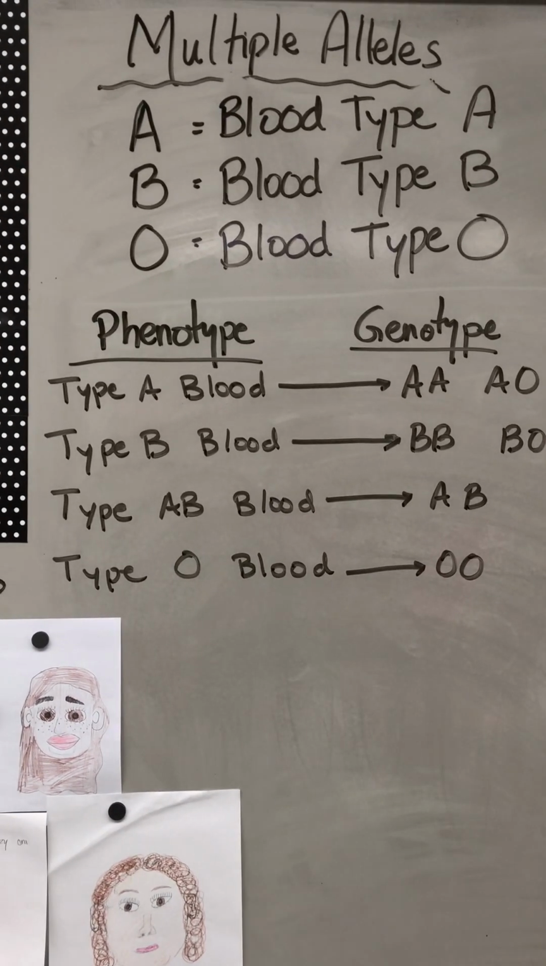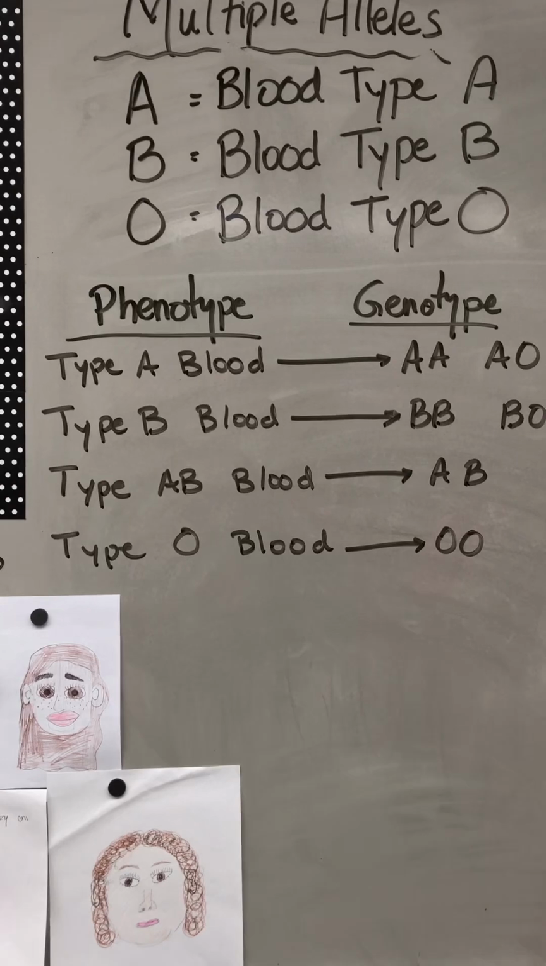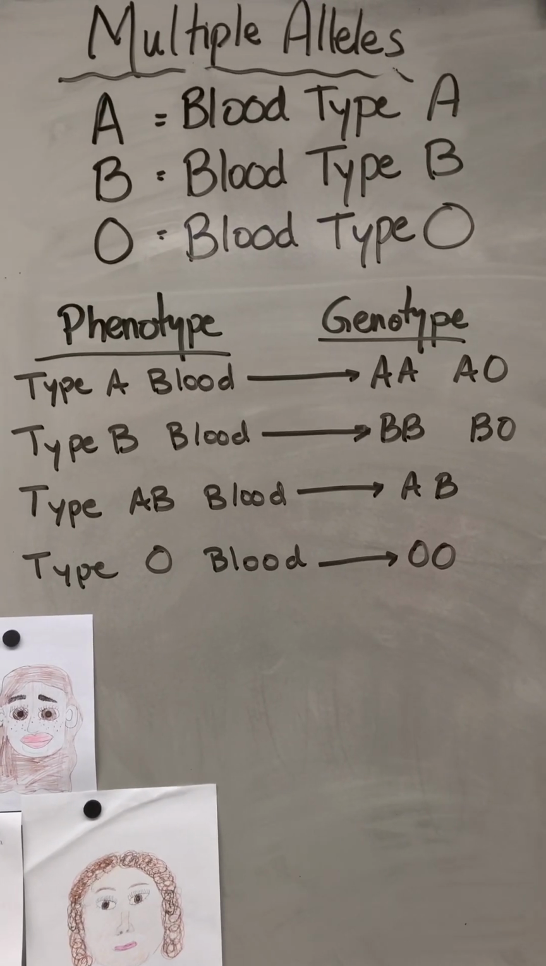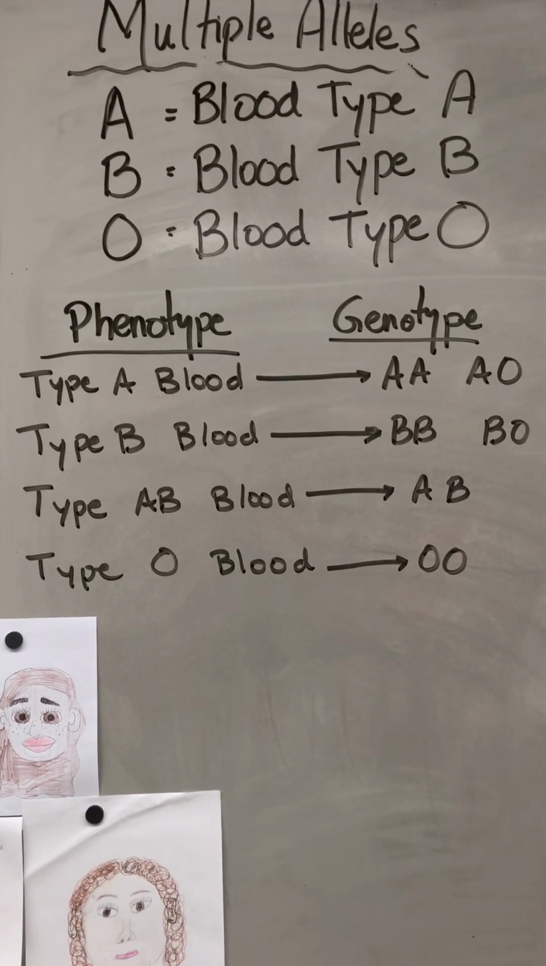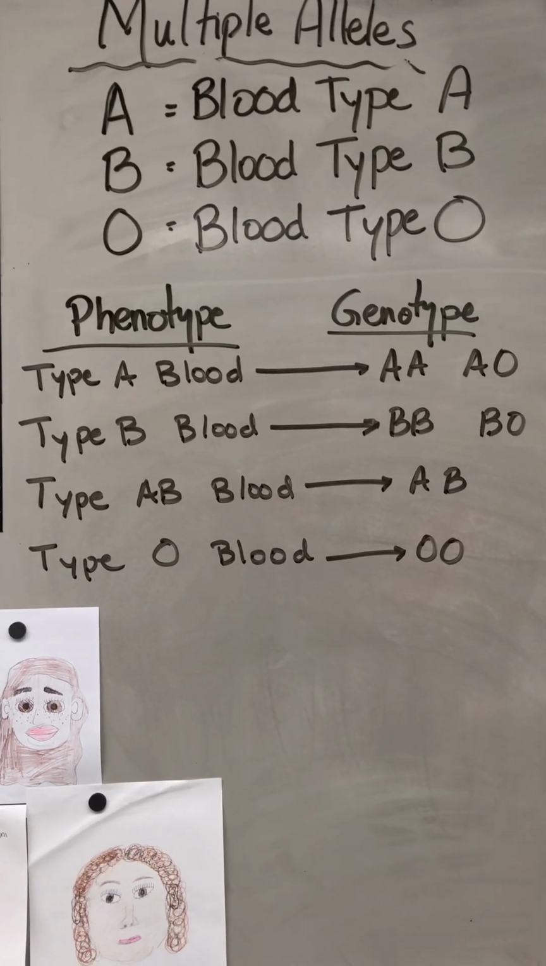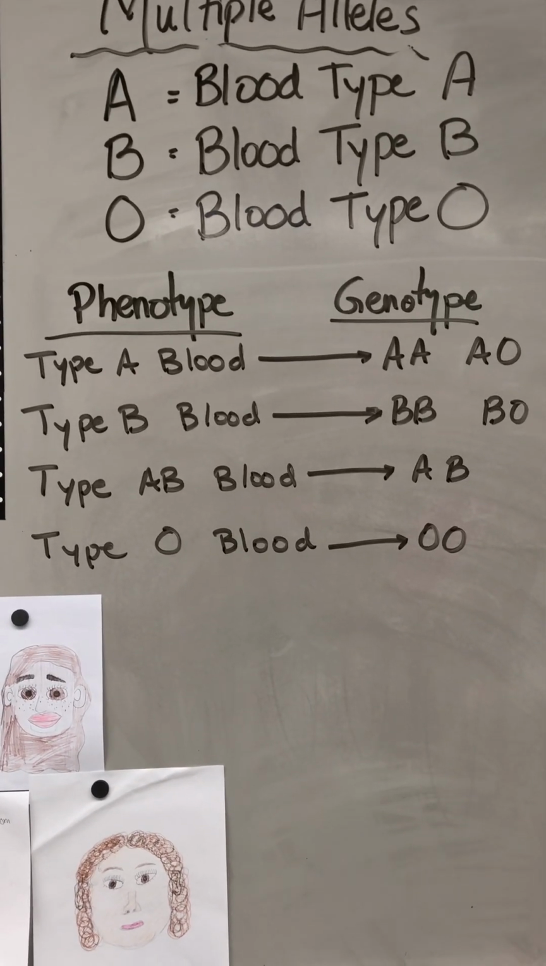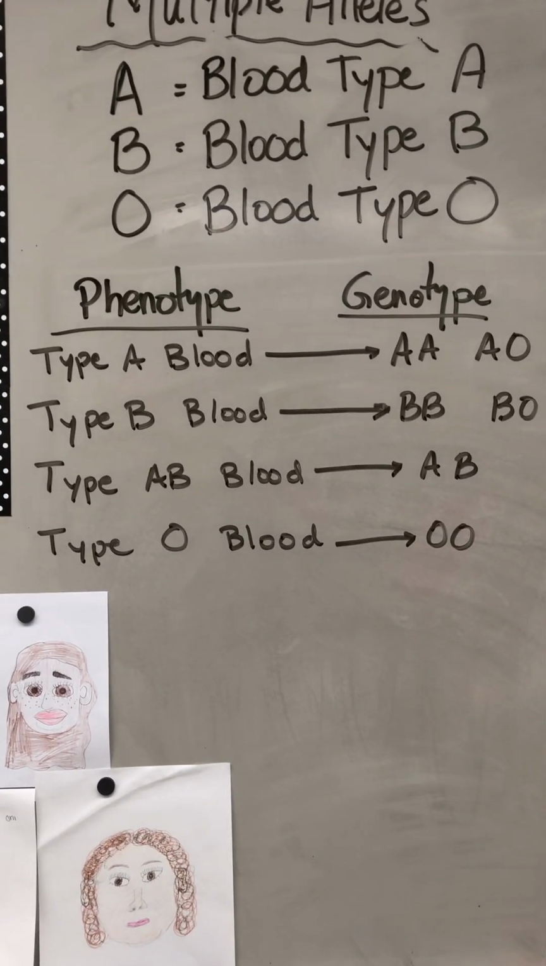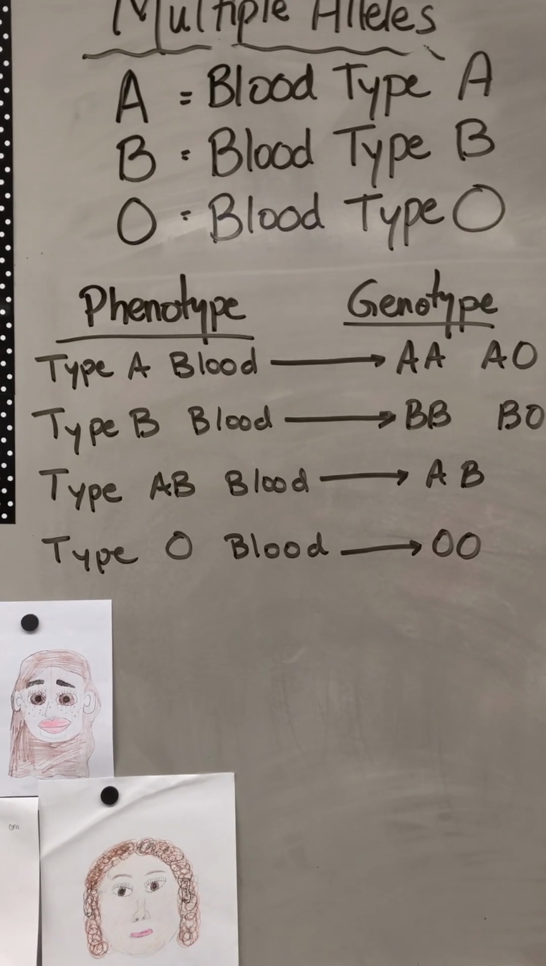And in the case of a type O person, if you have type O blood, then that means that the markers that would be on your blood are non-existent. Both of your parents gave you no information on how to make an A or how to make a B. So we call that an OO genotype.